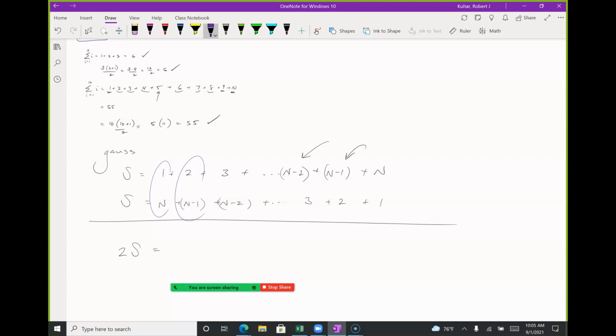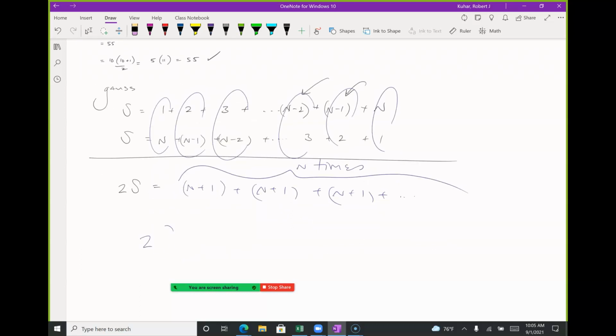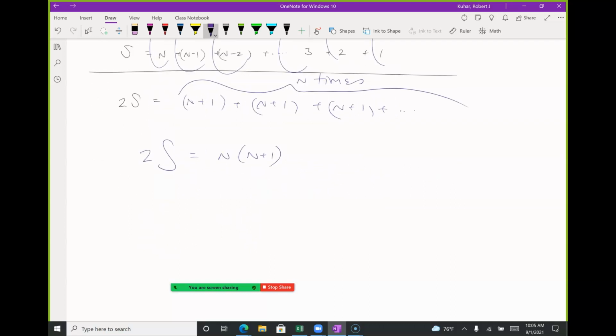And when I add these two up, I also get n+1. In fact, when I add any of these terms up, I get an n+1 out of them, right? So I get an n+1 how many times? N times, right? So n+1 plus ... n times. And so I see I get 2s equals n times n+1. And then, of course, if I divide by 2, I get the proof that the sum is n times n+1 all over 2.